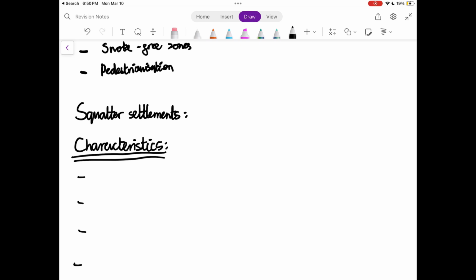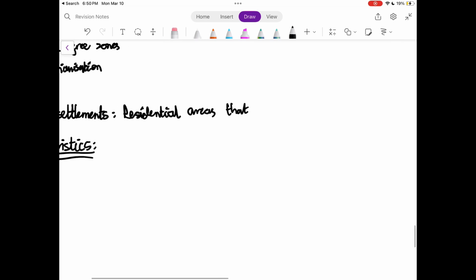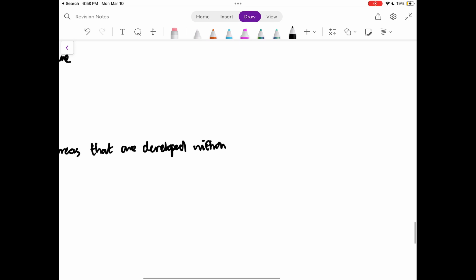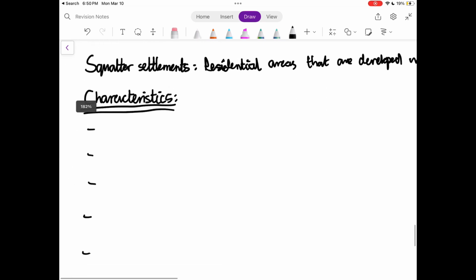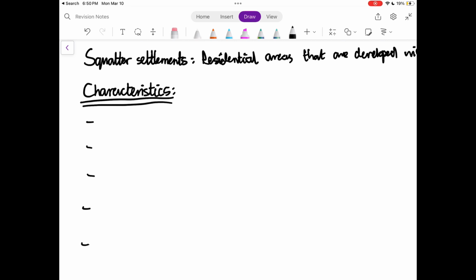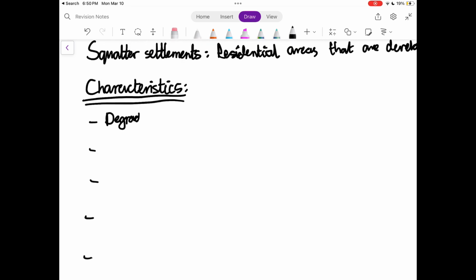Okay, so now we're going to be looking at squatter settlements. As I said, squatter settlements are residential areas that are developed without legal claims. All you need to know for squatter settlements are the characteristics of them. One characteristic is degraded water quality, and this is because sewage pipes may be open and therefore a lot of contaminants can infect the water, and it can also increase the transmission of waterborne diseases like cholera.